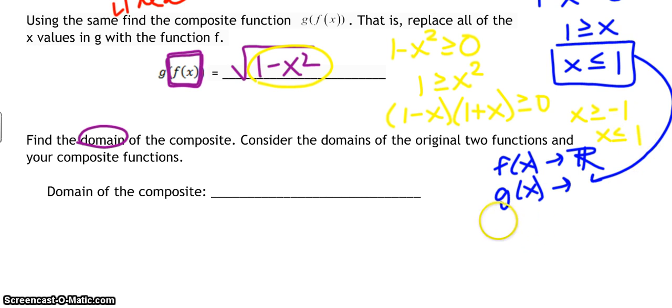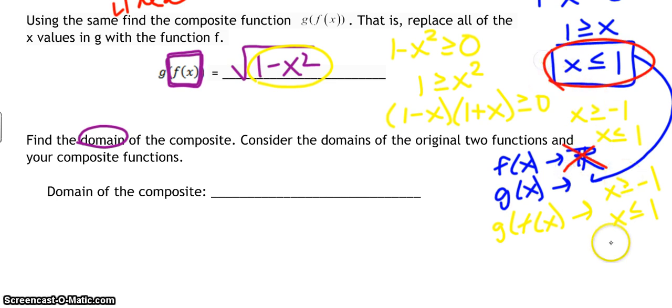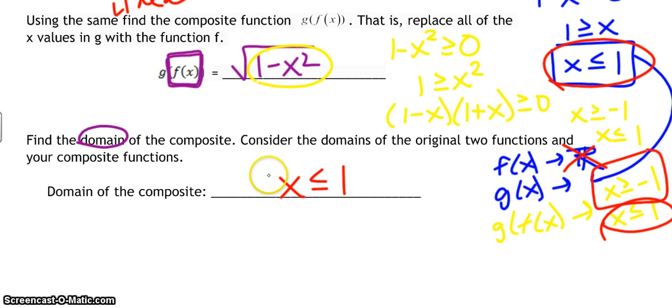So of all of these restrictions, how can we piece them all together? Well, we can't say all reals because we have other restrictions. We can say x is less than or equal to 1 because it's also less than or equal to 1 here. And then we also have to include this restriction as well. So x also has to be greater than or equal to negative 1. Pick any number in between negative 1 and 1, plug it in. You should be able to get a real answer back out. No imaginaries.